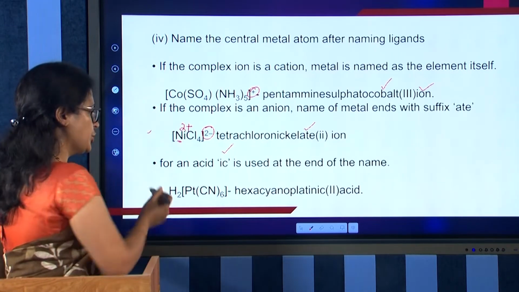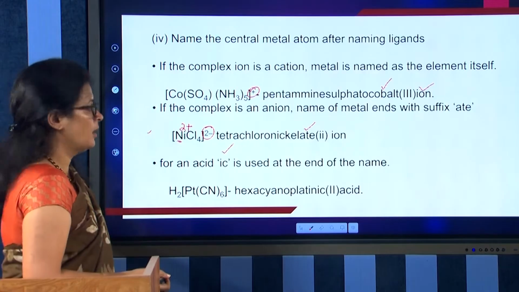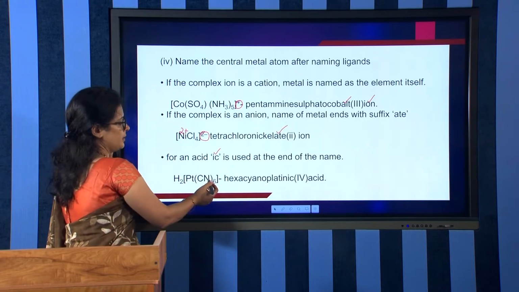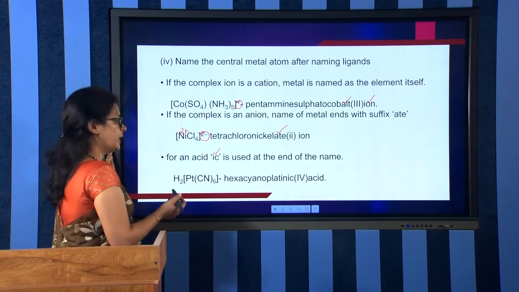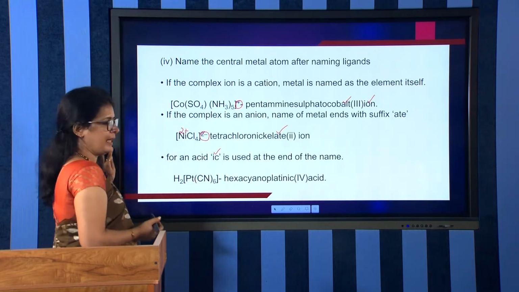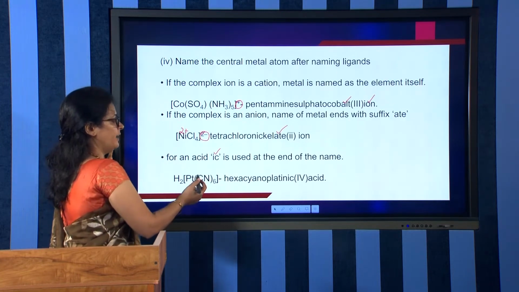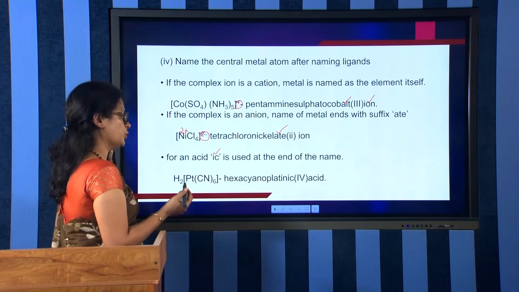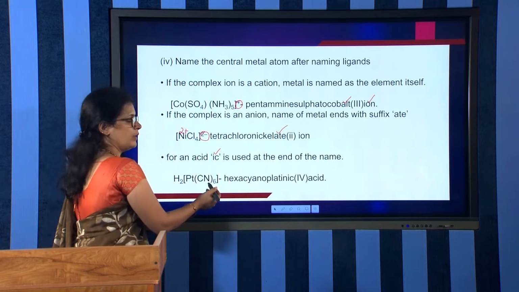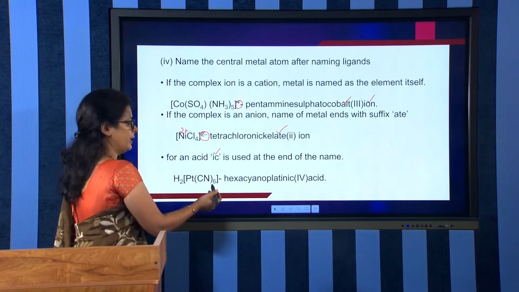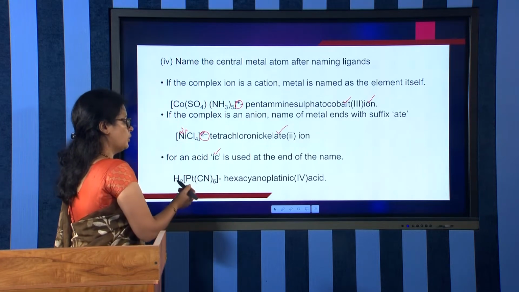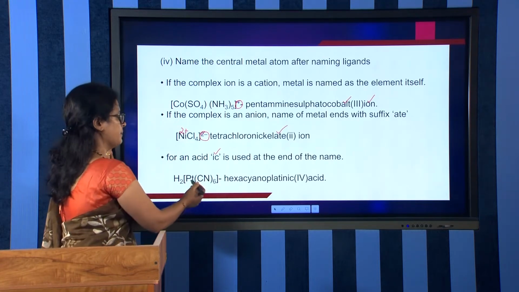For example, H2[Pt(CN)6]. While naming this complex, you know that there are 6 cyano ligands, and the central metal atom is platinum, and we have to follow the alphabet. One type of ligand is there, so no alphabetical order should be maintained. So how many cyano ligands? 6 cyanide ligands are there. So hexacyano, and next we go to the central metal atom, that is platinic.